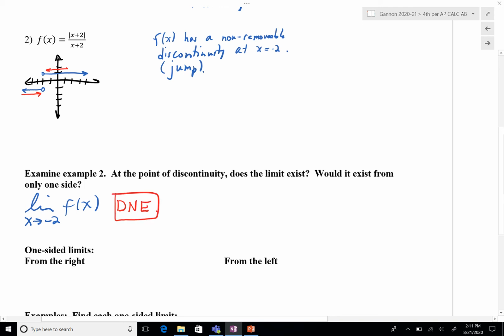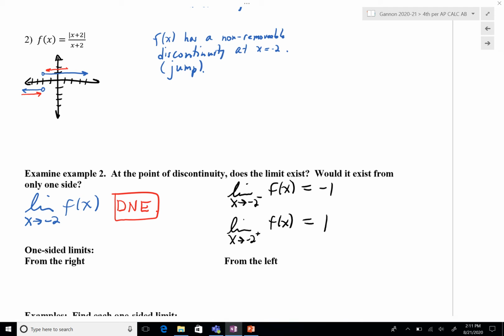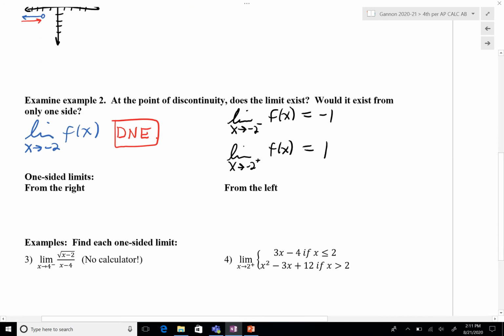Now, it also says, would it exist from only one side? That answer is yes. If we were to look at the limit as x is approaching negative 2 from the left of f of x, we would approach a value of negative 1. And the limit as x is approaching negative 2 from the right of f of x, we are approaching 1. So it's really important to understand that just because the limit does not exist does not mean that the one-sided limits don't exist.